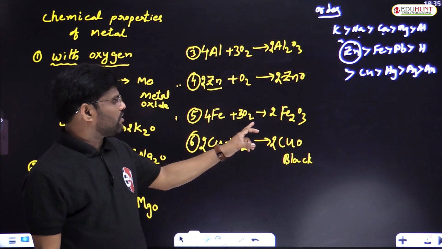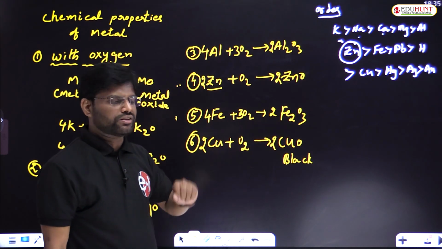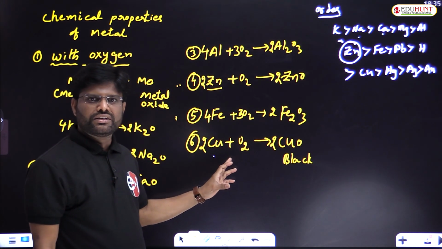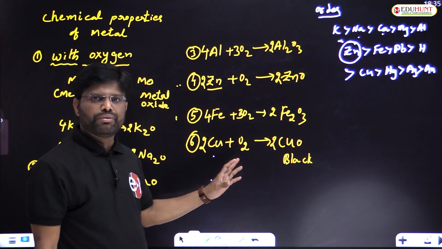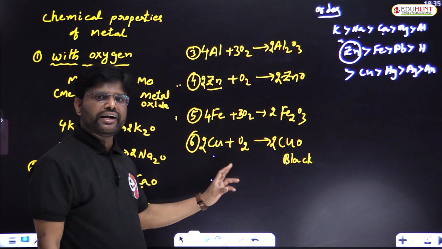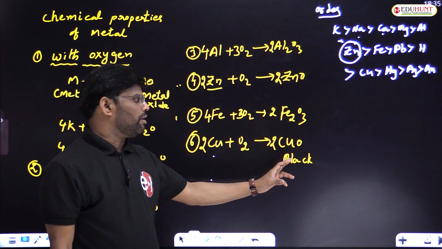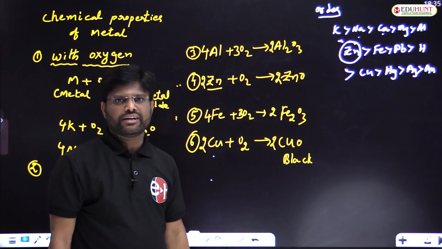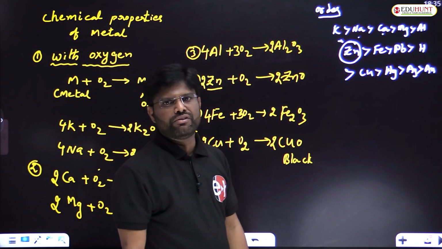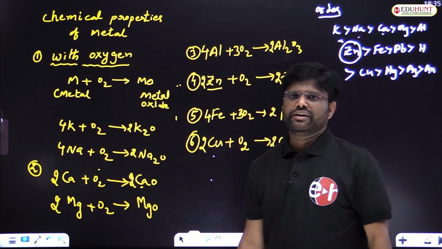Next one, iron reacts with oxygen and forms iron 3 oxide. Next, copper does not react with oxygen even on strong heating, because copper is very less reactive. So only prolonged heating will form copper oxide, which is black in color. Okay? This is about the chemical properties of metals with oxygen.